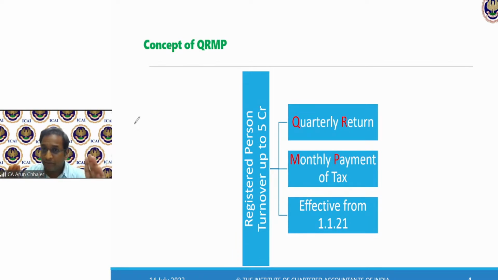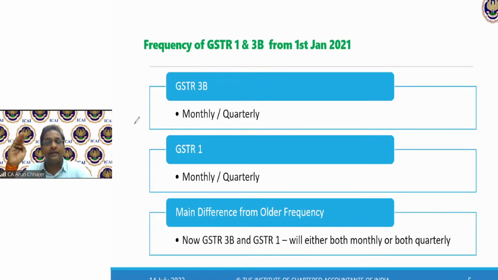What is the concept of QRMP? We have discussed that in this case, the return would be filed quarterly, but the taxes would be paid on a monthly basis. This concept was introduced in January 2021. Let's move further. What happened after this concept? After this concept, one thing is clear: either you are under monthly or you are under QRMP, meaning thereby the frequency of GSTR 3B and GSTR 1. I'm using the word and. The frequency of 3B and 1 would be either monthly or quarterly.